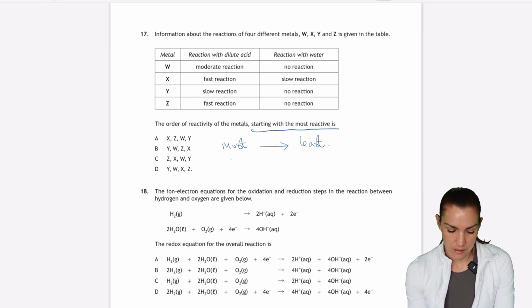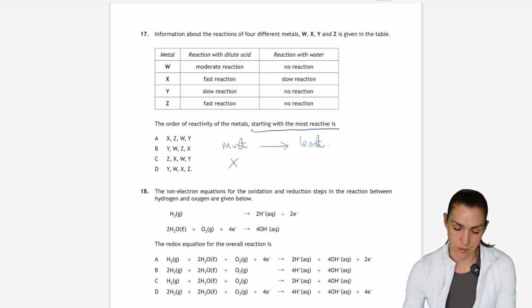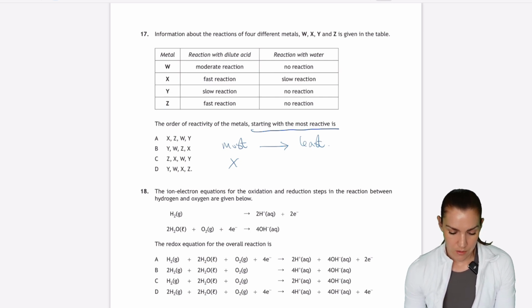So then the most reactive is the one that will react with most stuff quickly or slowly, so that would be X being the most reactive because it reacts fast and then slow with water, whereas nothing else reacts with the water. Then the next one that reacts fast with acid is Z, so that would be our next one. Then W is a moderate reaction, so that would be next. And then Y is the slowest reaction with acid, so that would be last. So then that should give us our answer A.